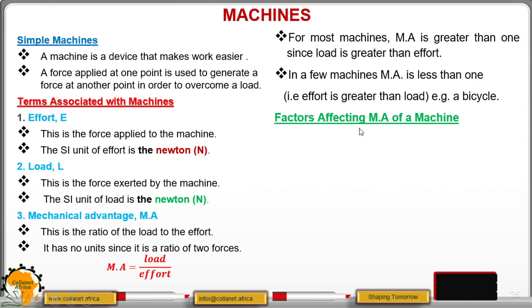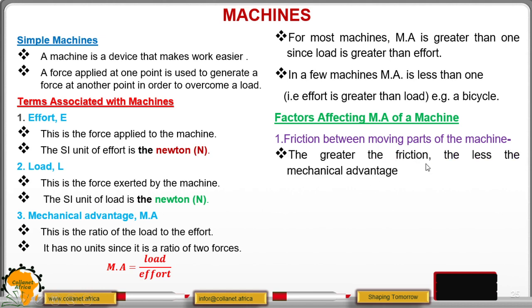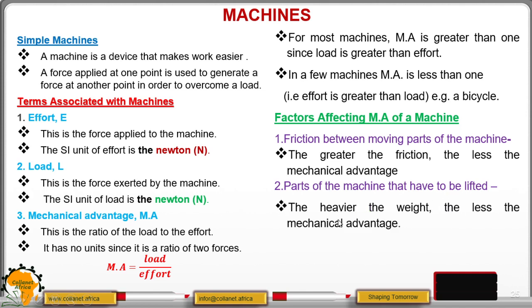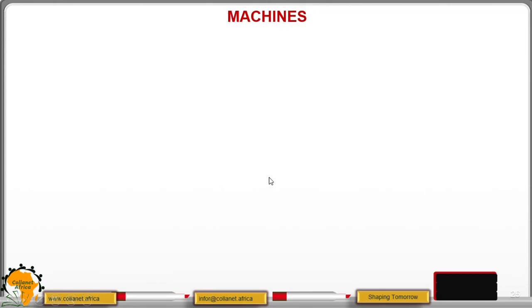Then we look at factors affecting the mechanical advantage of a machine. The first factor is the friction between the moving parts. The greater the friction, the less the mechanical advantage. Then number two, we have the parts of the machine that have to be lifted. The heavier the weight, the less the mechanical advantage. So these are the two factors that affect the mechanical advantage of the machine: the friction, and the weight of the moving parts of the machine that have to be lifted.